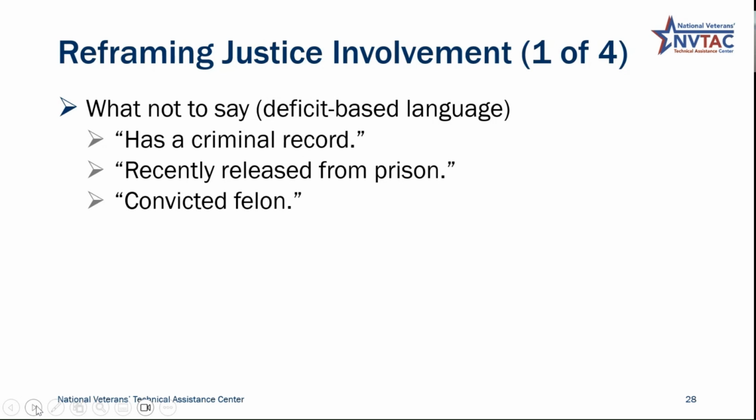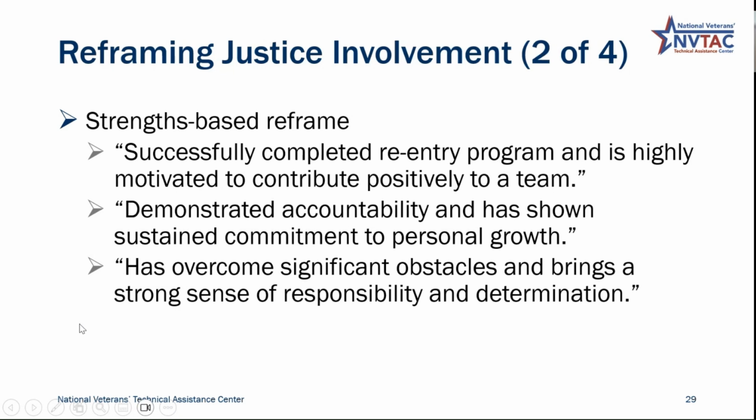We want to say just enough in a strength-based way that helps the person on the other side to see that this is somebody who's awesome, who they do want to hire, who has worked a lot towards their self-perseverance and their self-value and their self-worth, which is wonderful. And so let's talk about the strength-based reframe.